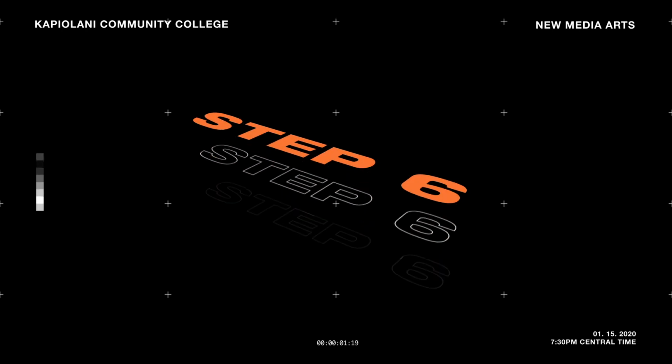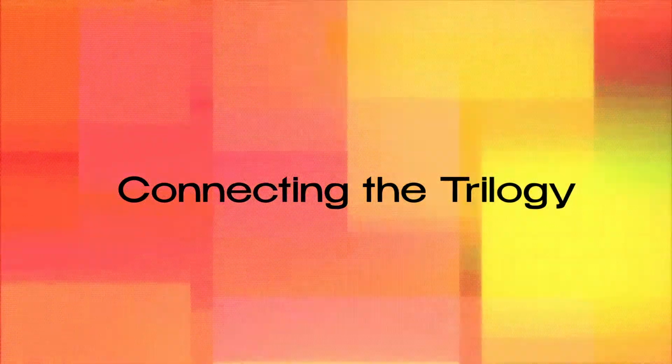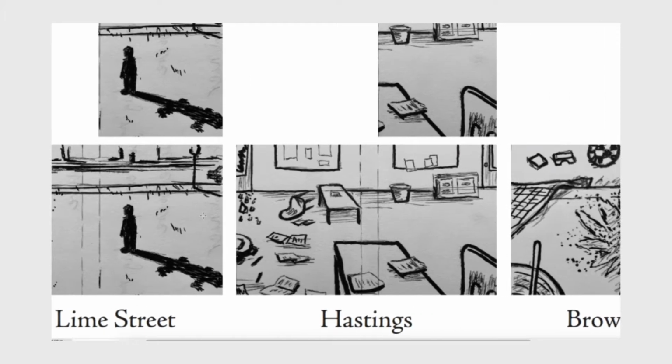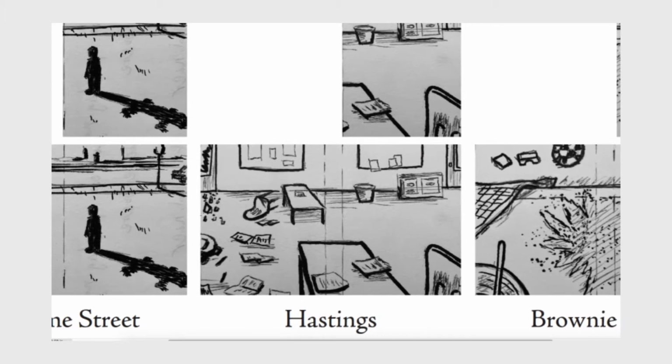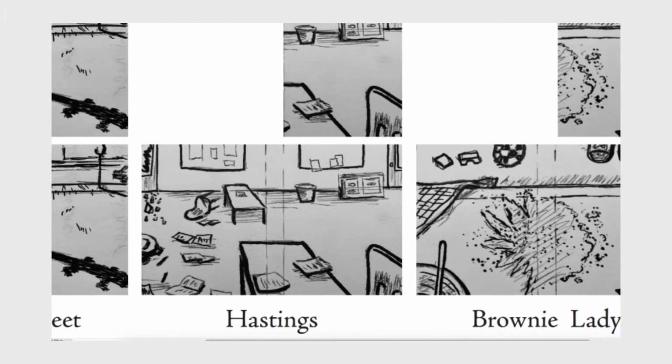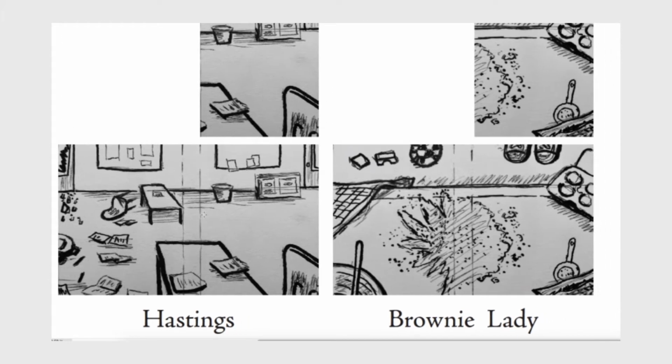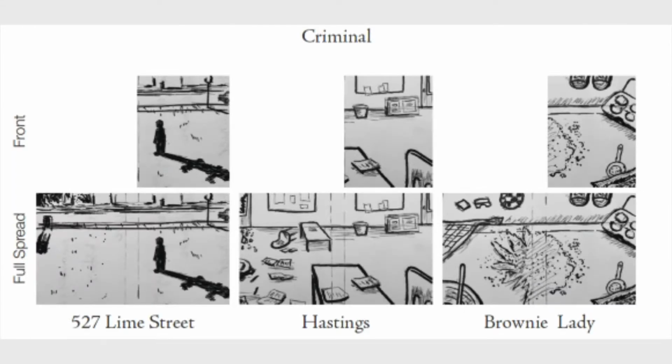Step 6. Connecting the trilogy. In this step, we'll choose 3 sketches that best represent the stories. In this phase, we need to ask, what does this mean? I wanted to explore this concept of showing more to the story. The goal was to illustrate the scenes as if it were a photograph. This would allow the reader to open the book cover as a full spread and search for the scene's details.